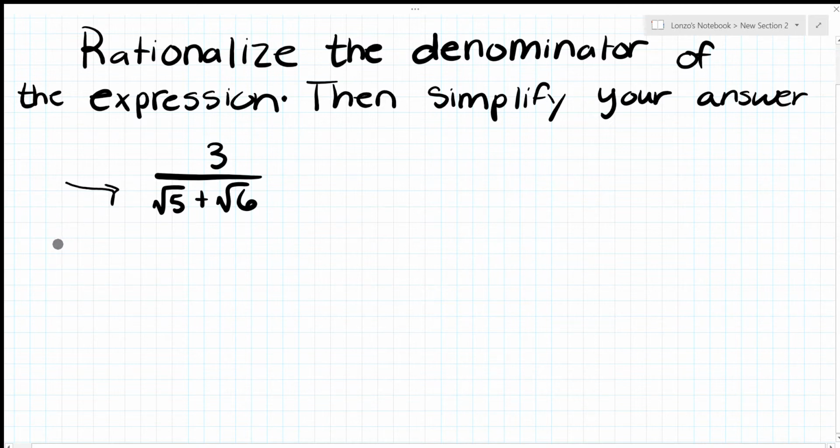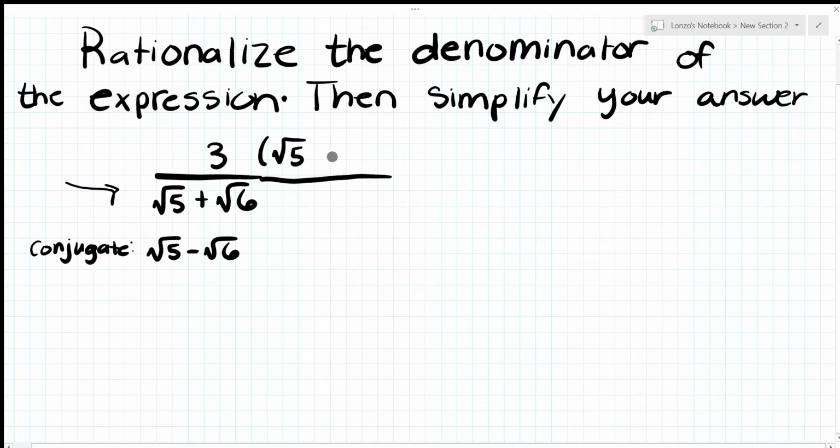Now we've got to find out the conjugate of that. So what is our conjugate? It's pretty much the same thing, but the different sign. So this is not going to be positive, it's going to be negative. The next step is just multiply top and bottom by the conjugate: square root of 5 minus square root of 6. Okay, let's fix the numerator.